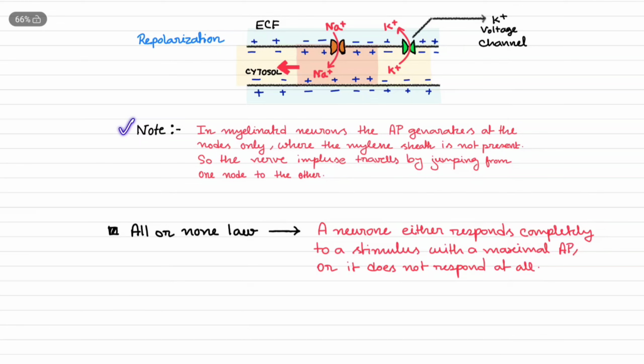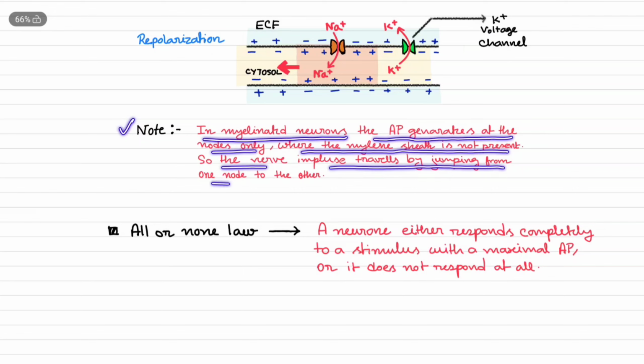It is very important to remember that in myelinated neurons, the action potential generates at the nodes only, where the myelin sheath is not present. So the nerve impulse travels by jumping from one node to another node.